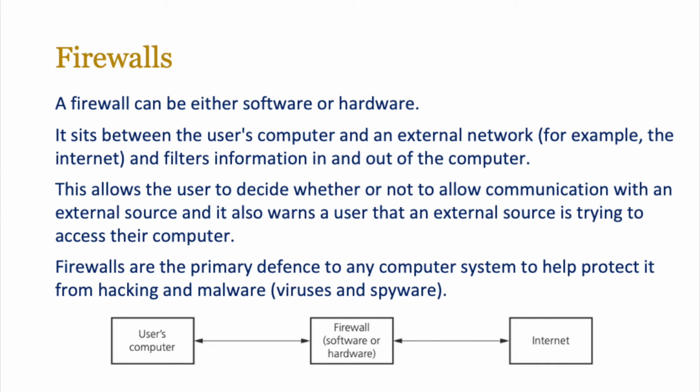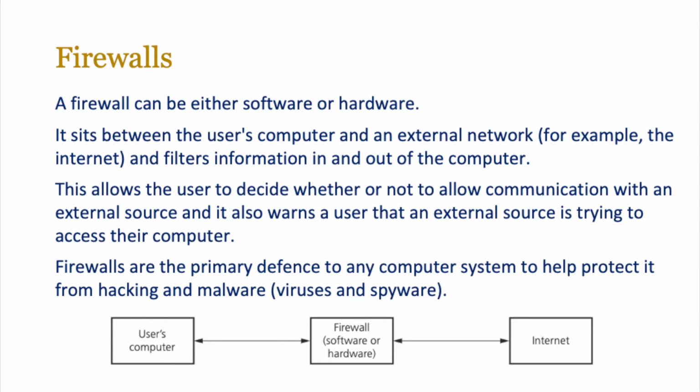These are the most common form of defense nowadays against hacking, malware, phishing and pharming, and these can be either hardware or software. A software firewall is normally controlled by your operating system, and the hardware is a physical device that you plug into your network and that sits between the external network, perhaps the internet, and your network.